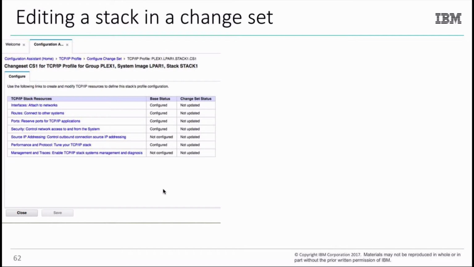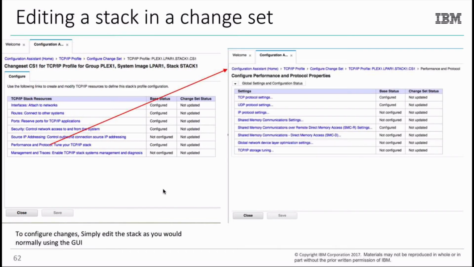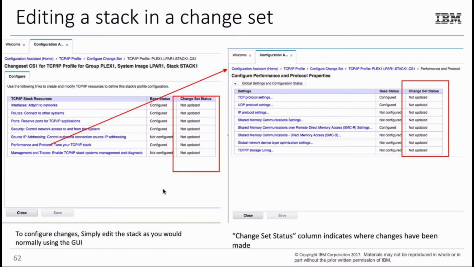So in this example, we're going to change a tuning parameter. I click on Performance and Protocol, and I get the tuning screen. As you can see, it looks just like the TCP profile, except there's a change set status column where it tells you if anything's been updated. Since this is new, nothing's been updated. So I'm going to change TCP protocol settings. I click on that, and I get to the next slide.